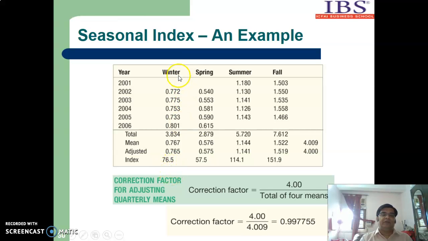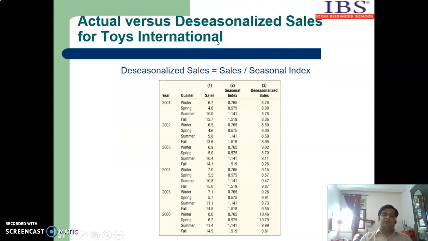That is, for winter it is 76.5 or 0.765. For spring it is 57.5. For summer it is 114.1. For fall it is 151.9. So we have got the index for my 4 quarters, that is winter, spring, summer, fall. So we have calculated the index. That was our first step, to construct the index.